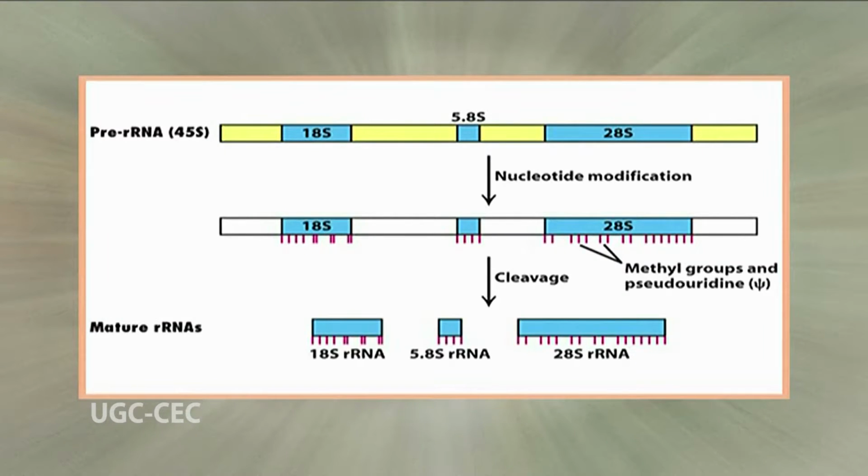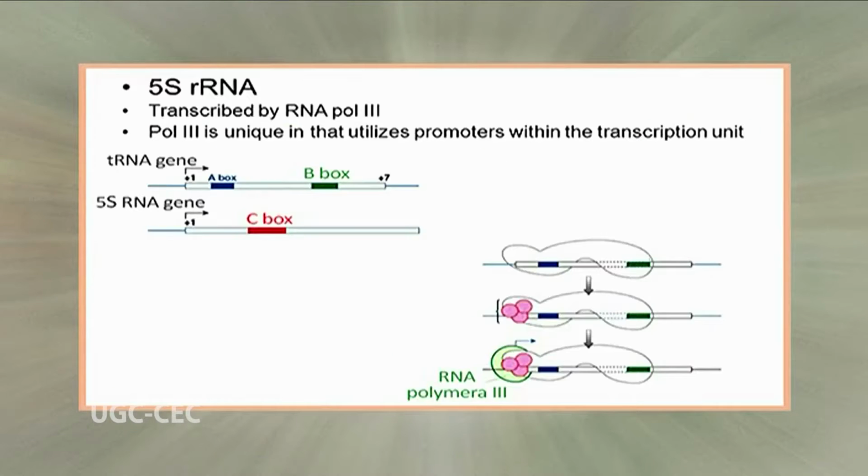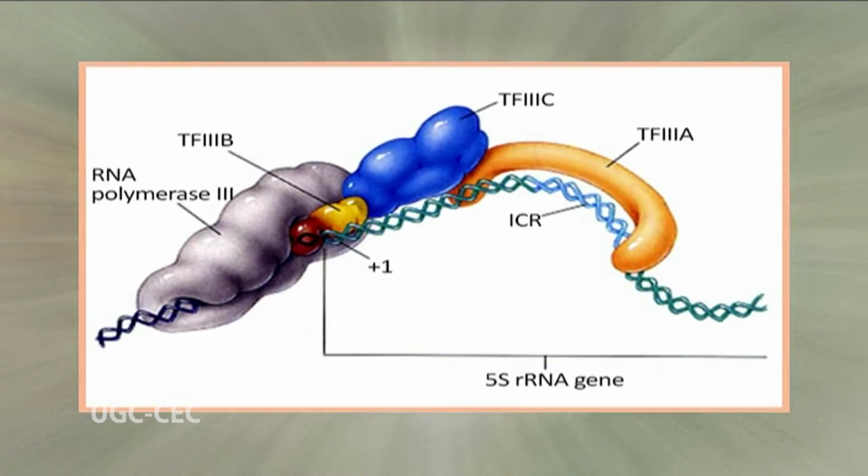The 45S pre-rRNA is processed via cleavage and base modification to the 18S rRNA of the 40S ribosomal subunit and to the 5.8S and 28S rRNAs of the 60S, that is large ribosomal subunit. Transcription of the 5S rRNA, which is also found in the 60S ribosomal subunit, takes place outside the nucleolus in higher eukaryotes and is catalyzed by RNA polymerase III.